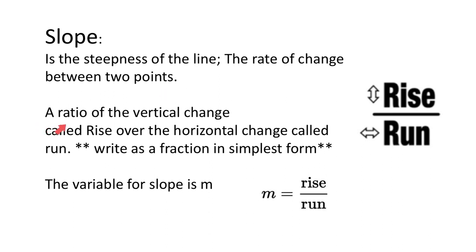It is also the ratio of the vertical change, called the rise, over the horizontal change, called the run. We're going to write this as a fraction in the simplest form. So the variable for slope is m. So m equals rise over run. So right here, rise is the up and down action, run is the left and right action.